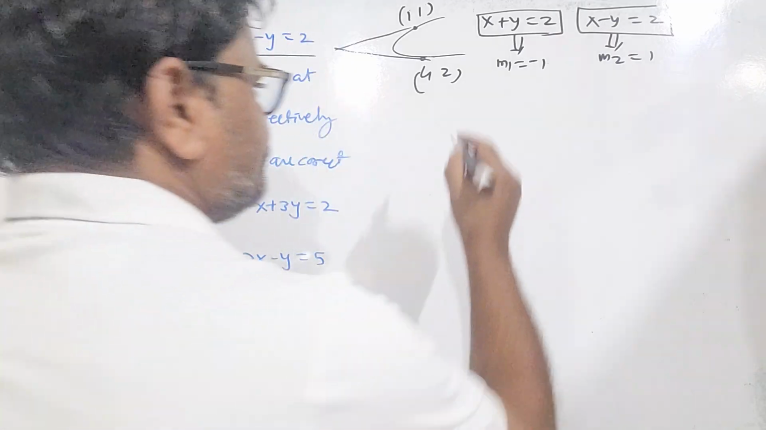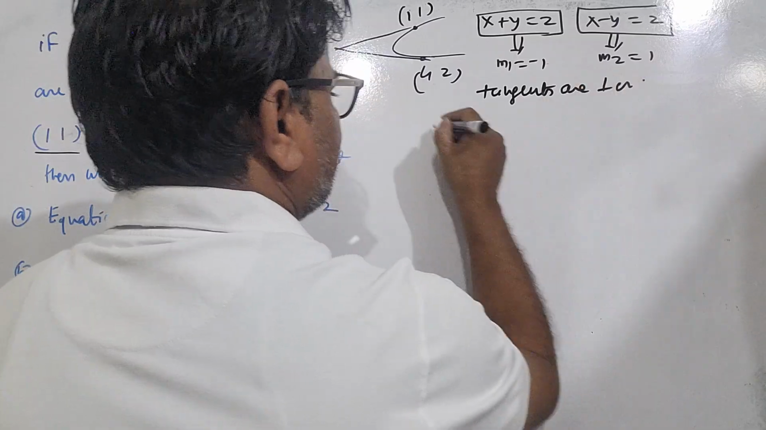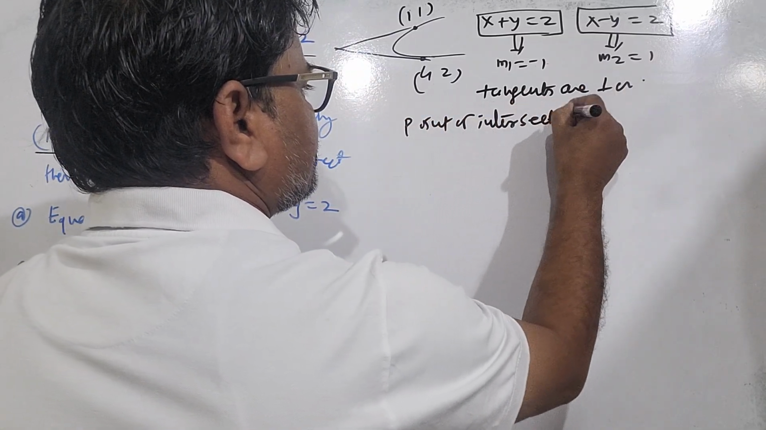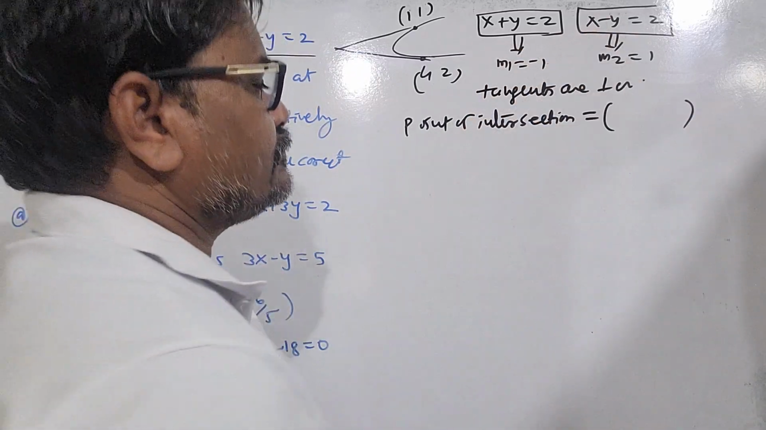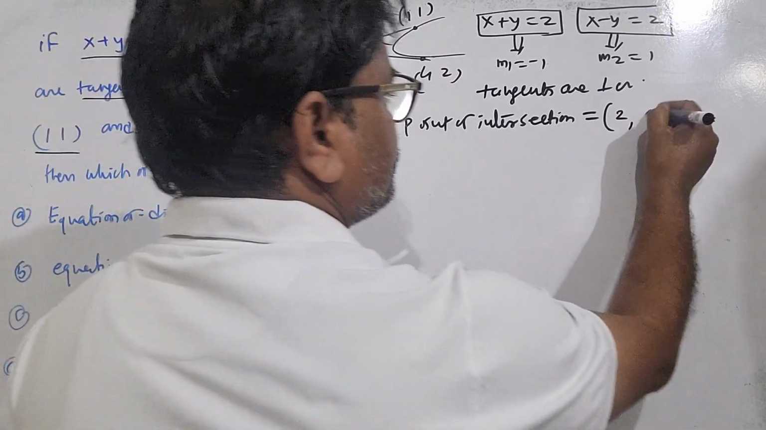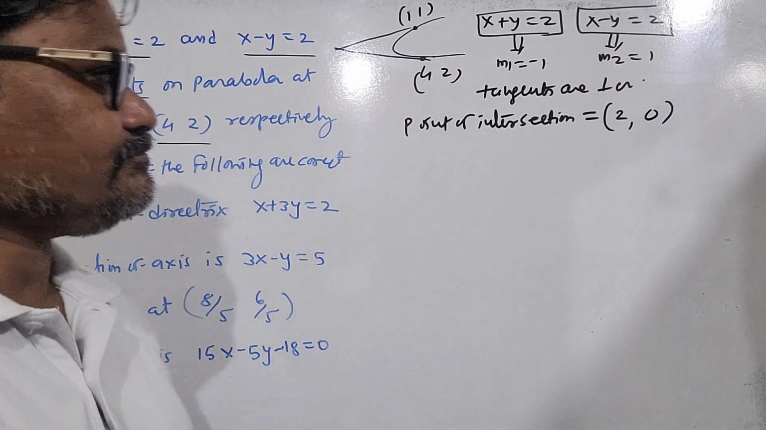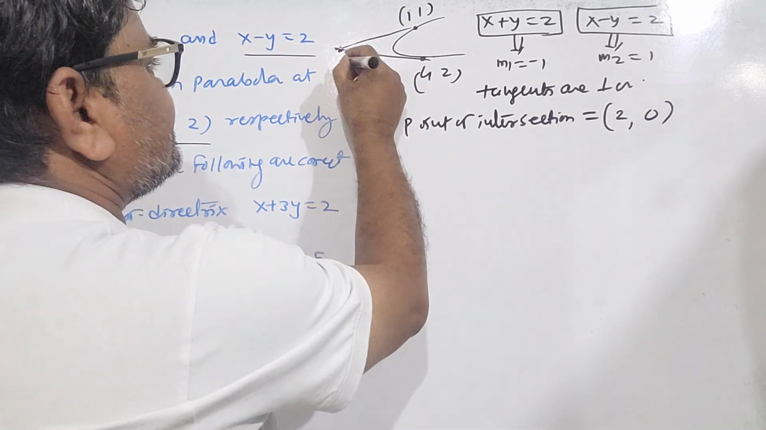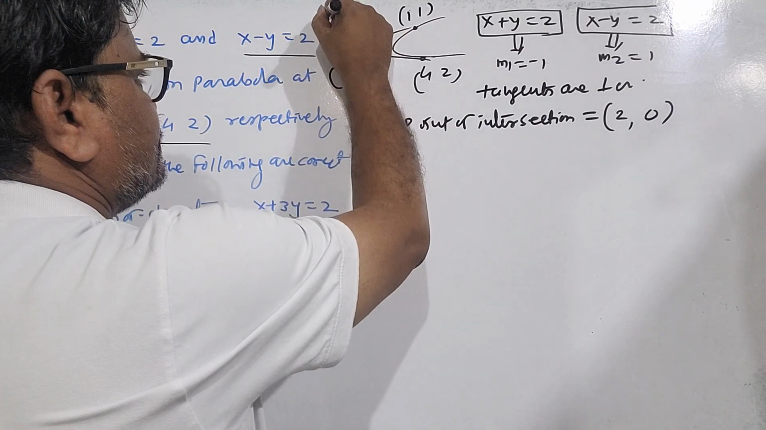So therefore the tangents are perpendicular, and the point of intersection is, what is that? When we solve this, 2x equal to 4, so x equal to 2, and then y is equal to 0. So this is the point of intersection, (2, 0). So therefore this is (2, 0) and this is your directrix.